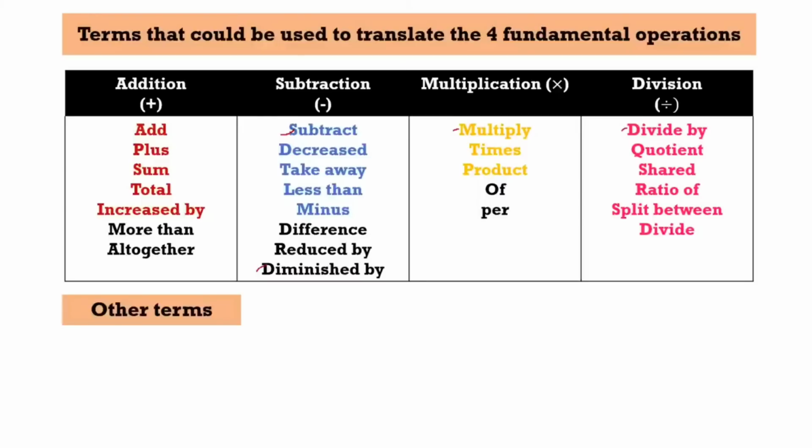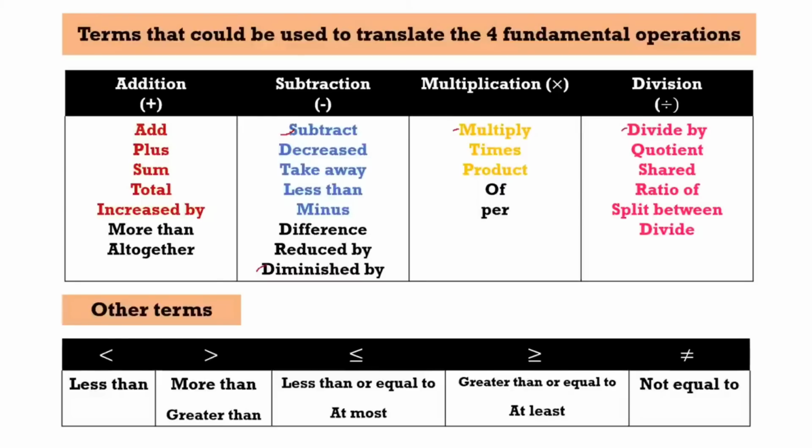Here are some other terms and symbols that we will use in our discussion. This is the symbol for less than, the symbol for more than or greater than. This is the symbol for less than or equal to, or in short, at most. This is the symbol for greater than or equal to, or at least, and the symbol for not equal to.